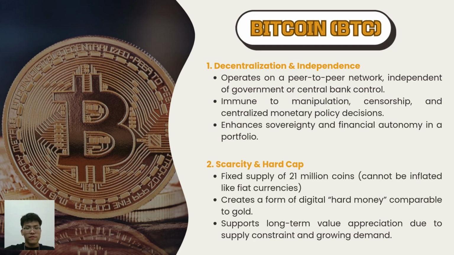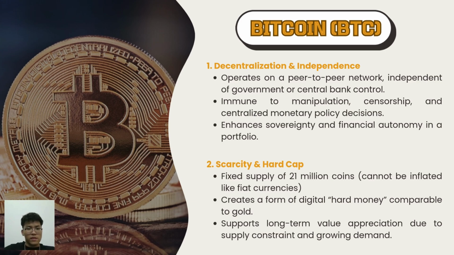Apart from this alternative investment, we can look for other assets as a part of our portfolio. I think Bitcoin can be another choice to add to the portfolio. Bitcoin's most defining features are its decentralization and independence, which distinguish it from traditional financial assets. Unlike fiat currencies controlled by governments and central banks, Bitcoin operates on a peer-to-peer decentralized network. This ensures that no single entity can manipulate its supply, censor transactions, or alter its monetary policy, making it highly resilient to political and economic interference.